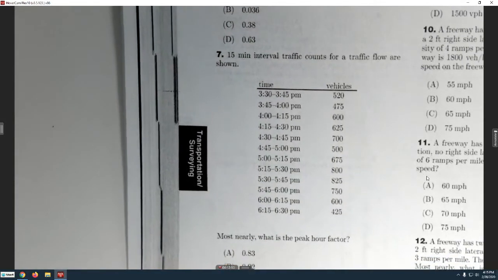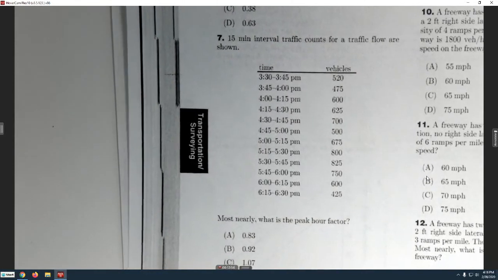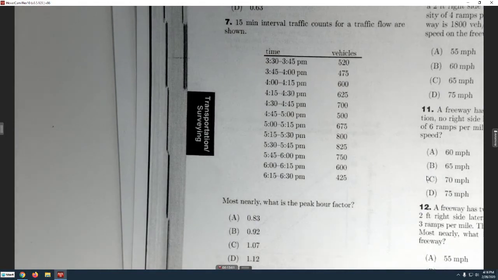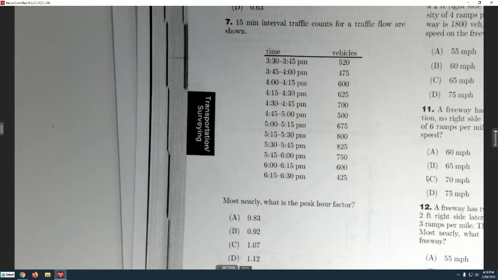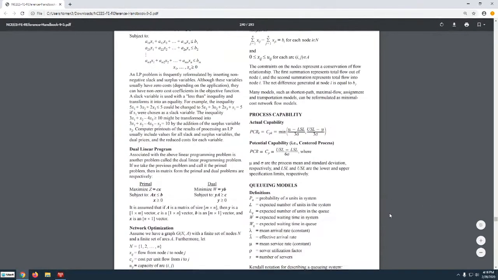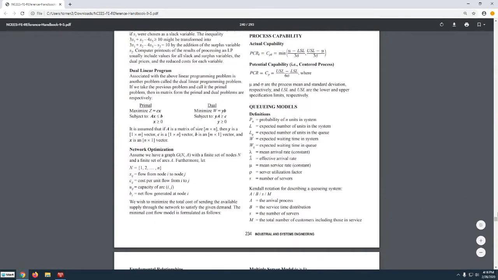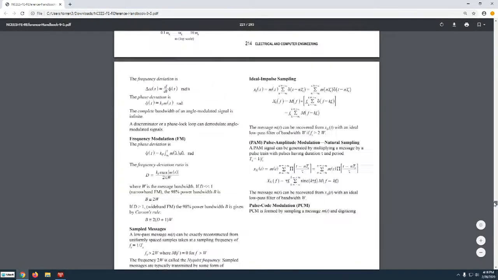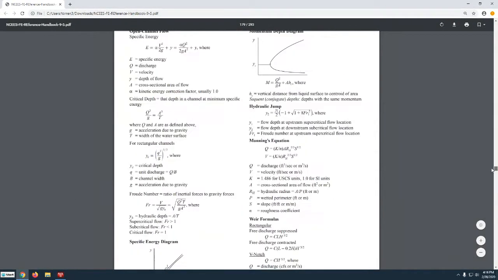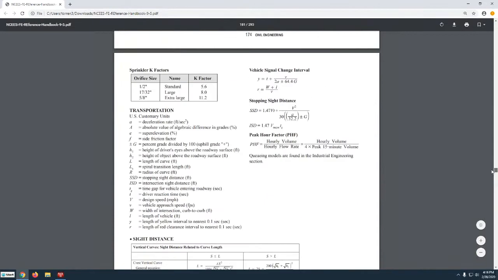Next one, 15-minute interval traffic counts for a traffic flow here. So it asks for peak hour factor. The peak hour factor definition is given in the reference book, page 175. Again, the tuning models are in the section of industrial engineering. All the others you should be able to find on page 175 and page 181.